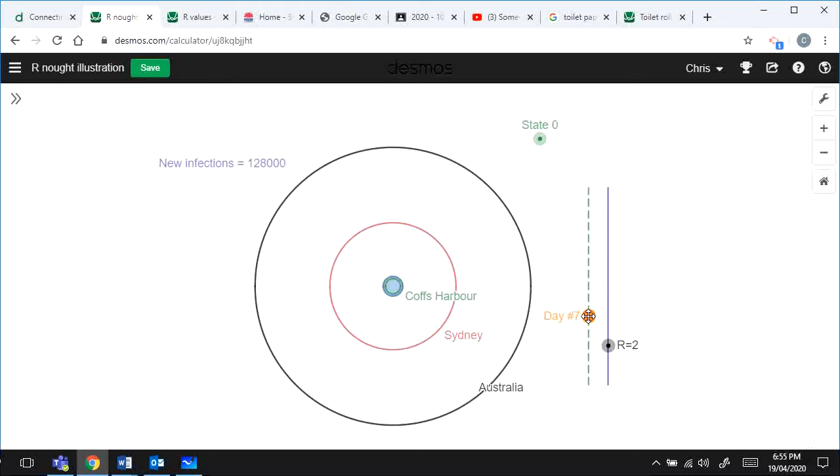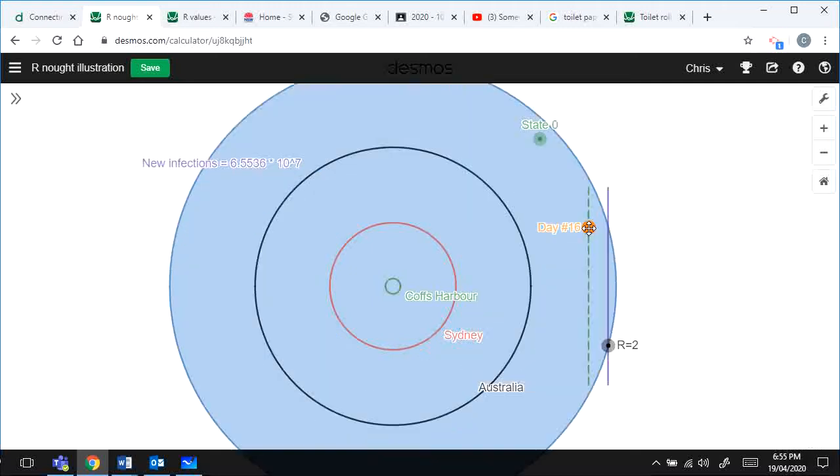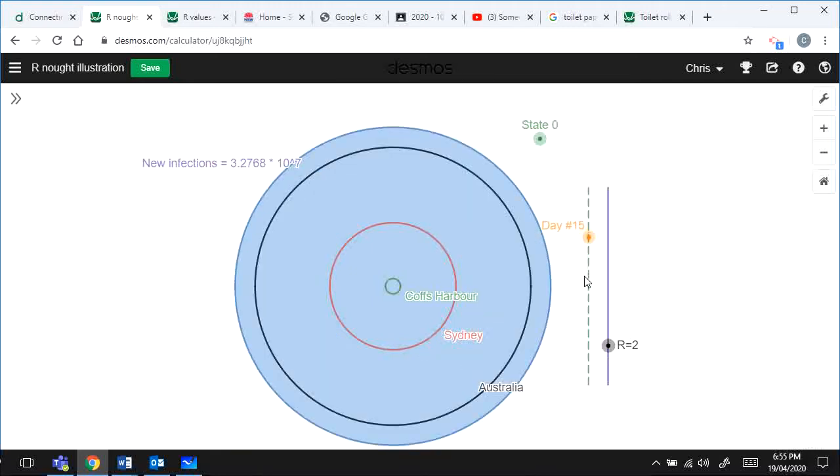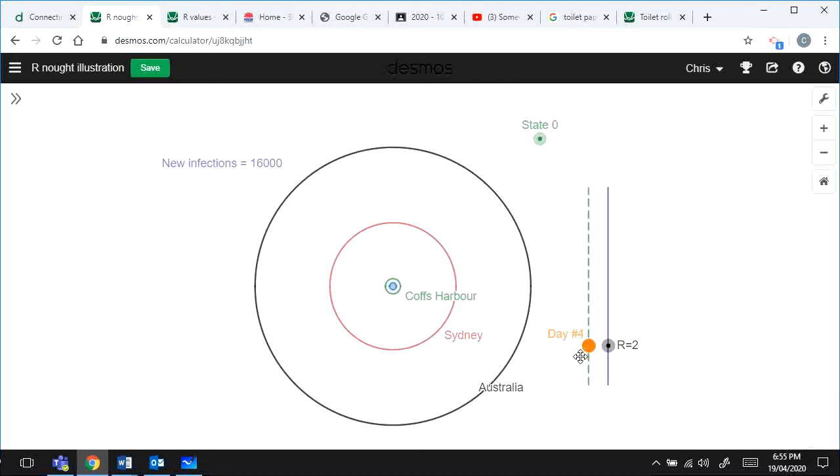By day 7, the entire population of the little town I live in, called Coffs Harbour, is now infected. If we take it up a few more days, by day 13, the entire population of Sydney, which is the capital city of the state I live in, is now infected. If I go further again, it only takes 2 more days for me to infect the entirety of Australia, which is a somewhat scary rate of infection. Let's take it back down to our day 0.